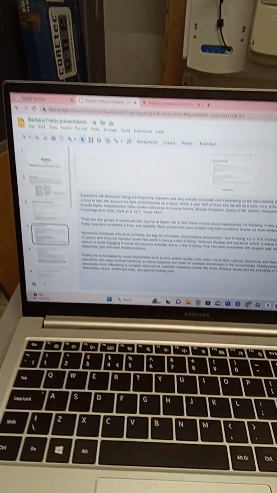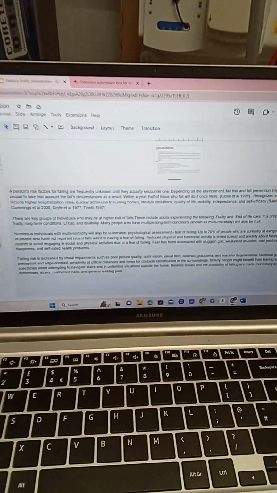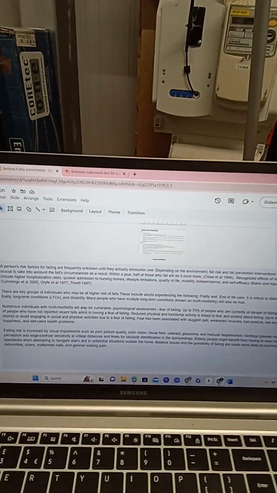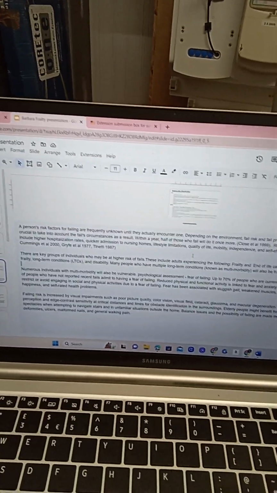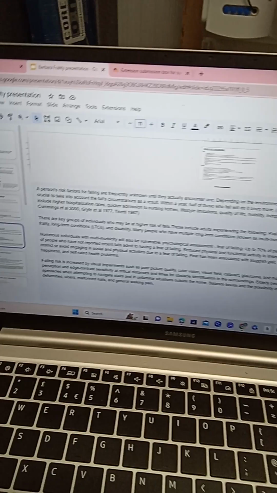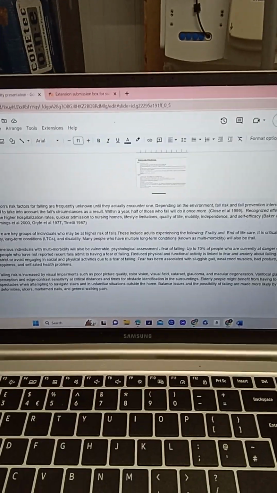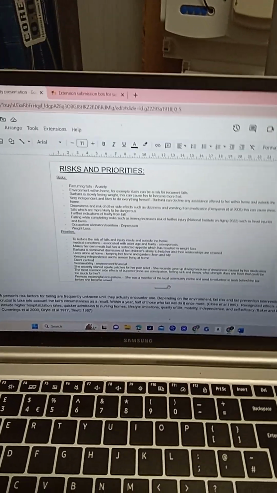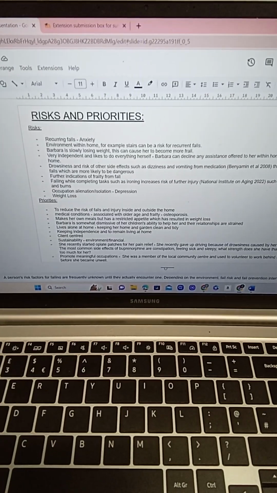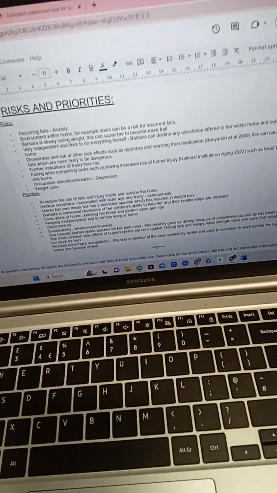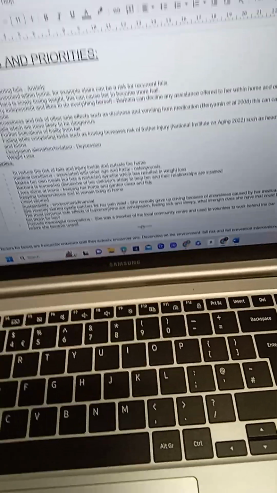Sorry, let me start again. A person's risk factors of falling are frequently unknown until they actually encounter one. So depending on the environment, fall risk and fall prevention interventions may change. It says that within half a year, half of those who fall will do it once more. Then we've also got to look at the anxiety which falls can cause. They would be quite worried about mobilising again, and it can create quite severe anxiety about it.